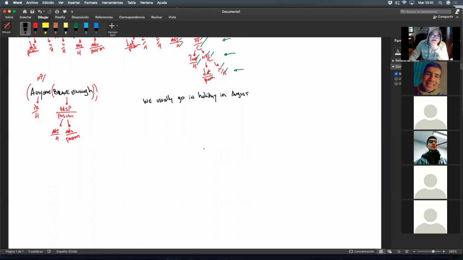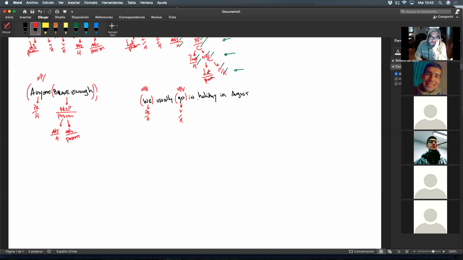Yeah, volví. Okay, so we usually go on holidays in August. This is a much more difficult clause, sorry. So I'm going to look for the verb phrase. Here we have the verb head, therefore the verb phrase. Who usually goes on holiday in August? We. So we is the pronoun head. This is therefore the noun phrase subject.